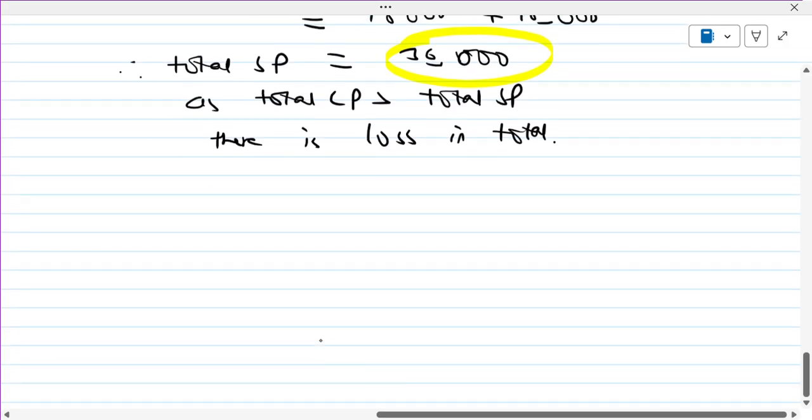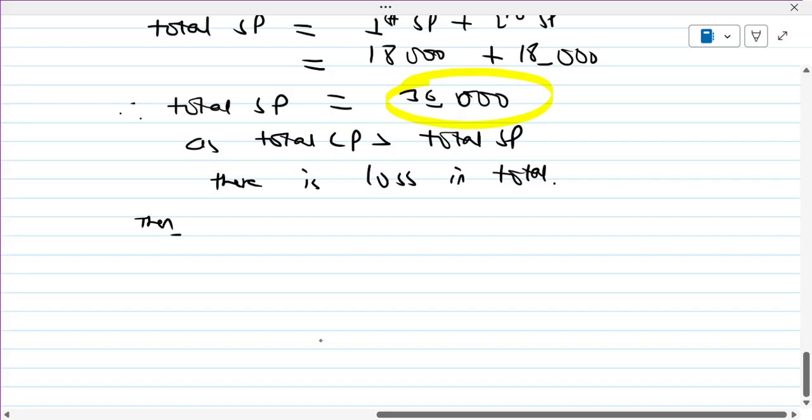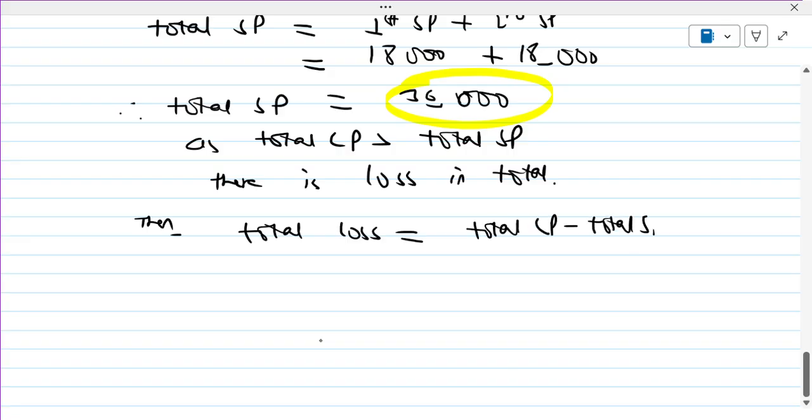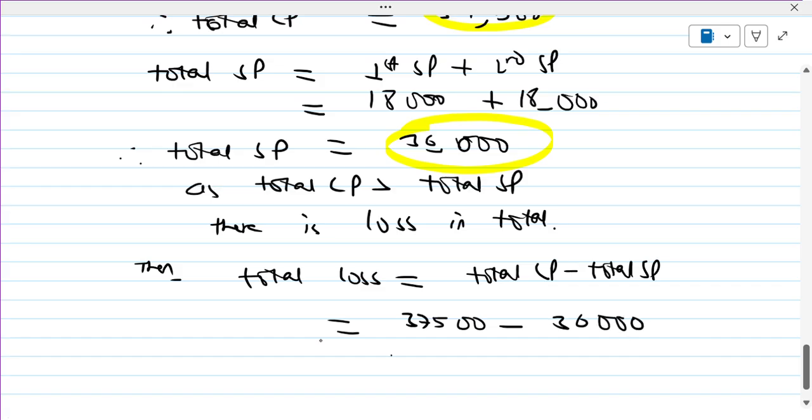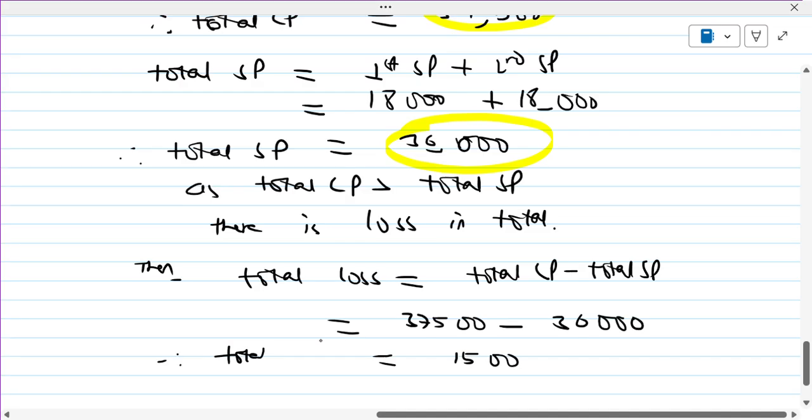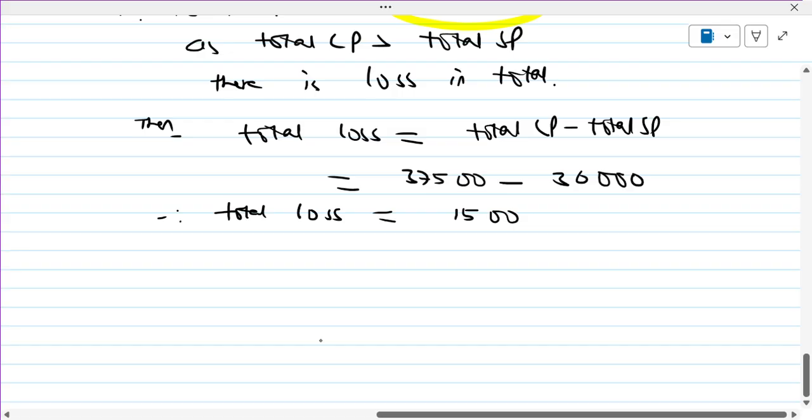So you can find the total loss: total loss equal to total CP minus total SP. So total CP we do have here 37,500. Let's keep that 37,500, and total SP we do have here 36,000, is it? So we get subtracted, we get 1,500 rupees as the total loss. So total loss we got here 1,500, and after finding the total loss, now we can find its percentage. So let's go for that.